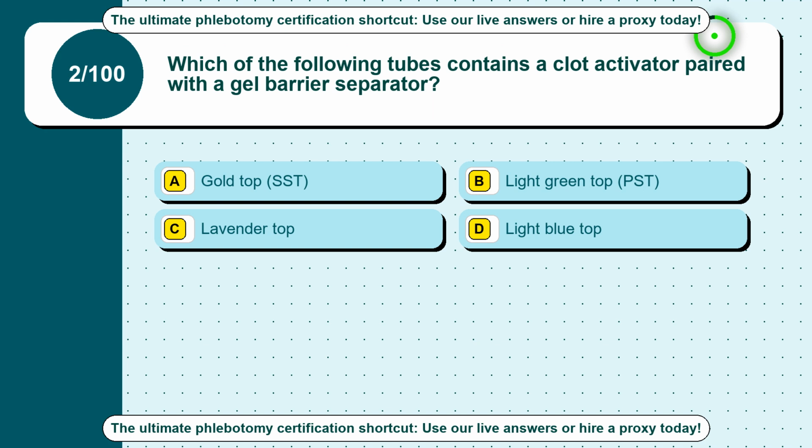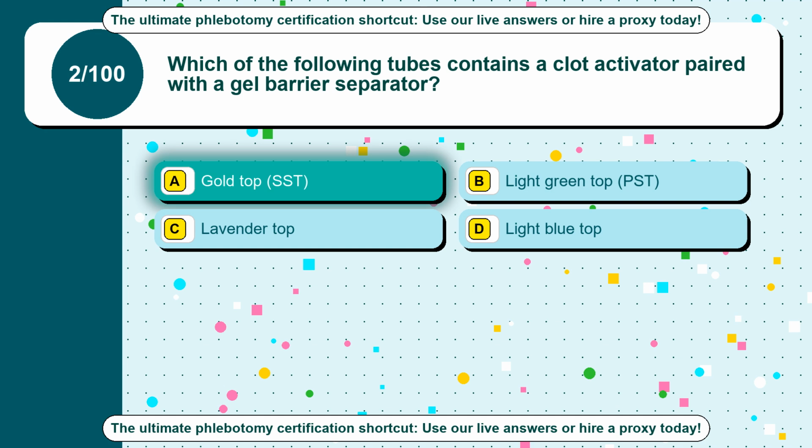Question 2. Which of the following tubes contains a clot activator paired with a gel barrier separator? Option A, gold top, SST. Option B, light green top, PST. Option C, lavender top. Option D, light blue top. The correct answer is option A, gold top, SST.